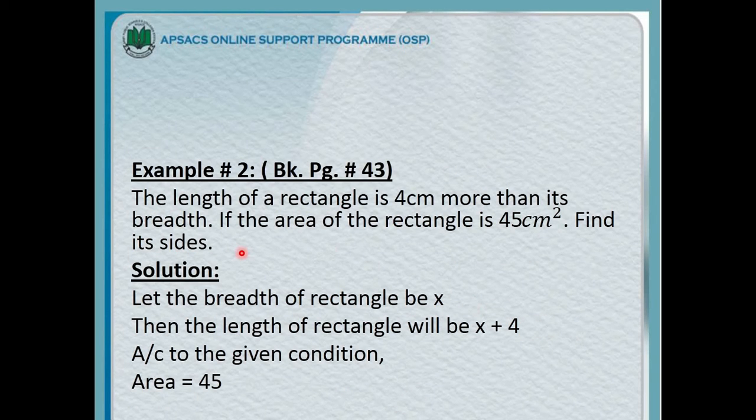Let us discuss example number 2 on book page number 43, in which the length of the rectangle is 4 cm more than its breadth. If the area of the rectangle is 45 cm square, then we have to find out its sides.